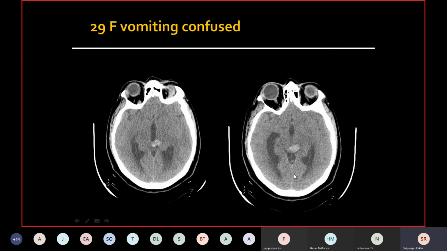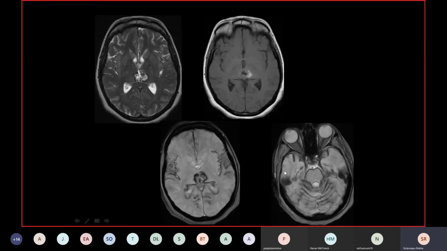This is a difficult one. It's a young patient with a brainstem hemorrhage. And I think the differential here could be anything, to be honest. It could be vascular, it could be neoplastic, it could be vascular, as in a cavernoma. So I'll show you the images on this patient. So these are axial T2, T1, and gradient echo images.